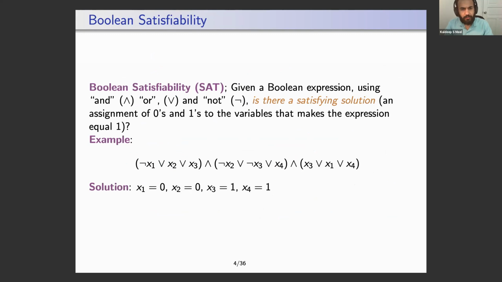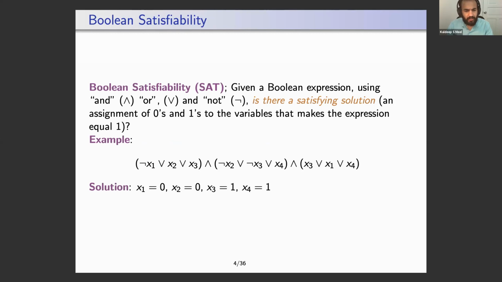So let's start with the problem of Boolean satisfiability. What is the problem of Boolean satisfiability? Well, in very simple terms, let's say we are given a Boolean expression where we are using operators such as AND, OR, NOT. The problem of Boolean satisfiability is to ask, is there a satisfying solution? So is there an assignment of zeros and ones to the variables that makes the expression evaluate to true?